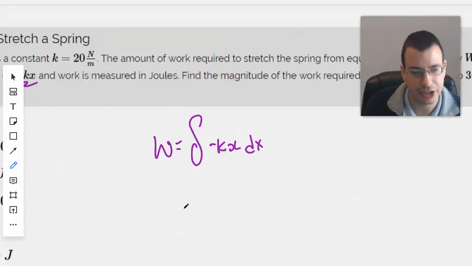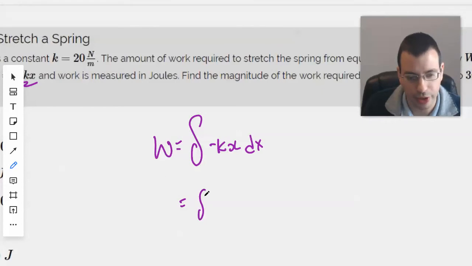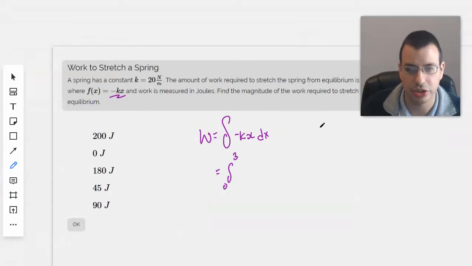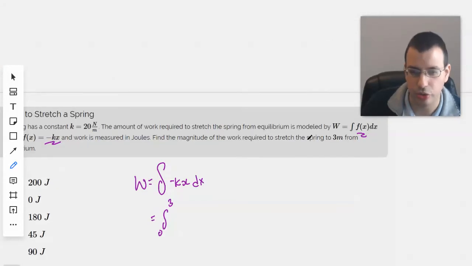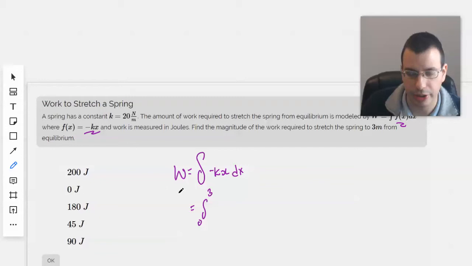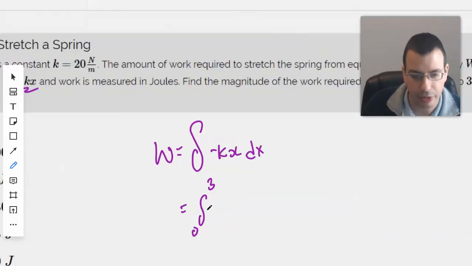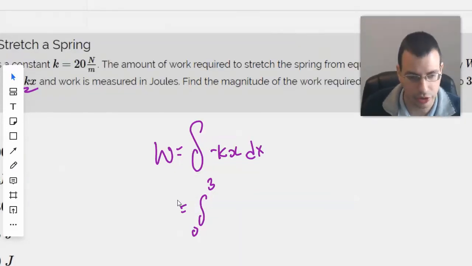Now I'm going to simplify things. From equilibrium, I'm going to assume that's 0, and we're going to 3 meters. And I'm going to move the negative out. Actually, I'm going to move the equal sign slightly.